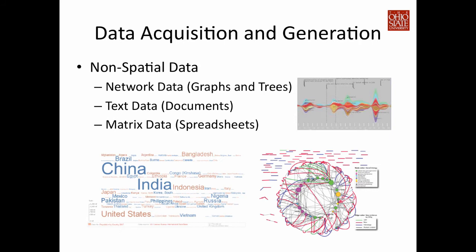In contrast, sometimes the data we need to visualize are non-spatial data, meaning they don't have inherently spatial properties. Examples are network data, for example, graphs and trees, they are abstract concepts. Or text data, the papers, the books you're reading, they are documents, they do not have spatial property. Also in business, a lot of time we have tables. Here we call them matrix data. They are represented in spreadsheets. For non-spatial data, the goal of visualization is to map some spatial properties to the data such that we can display on the screen.